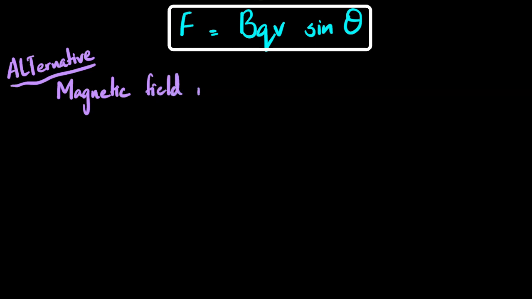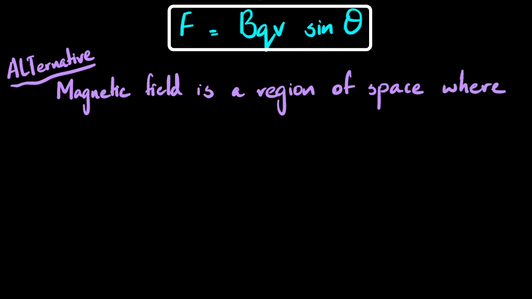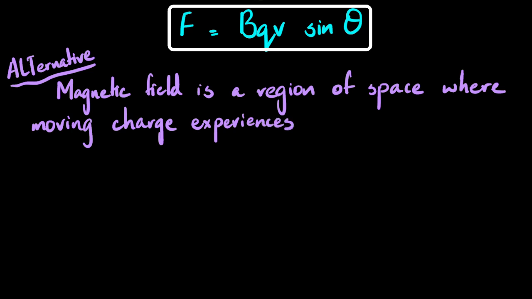So the magnetic field is a region of space. Previously, if you remember, we defined it as where a pole experiences a force. And then later when we studied F equals BIL sine theta, we said it's the force experienced by a current carrying conductor. Now we can also say that this is the region where a moving charge experiences a force. So the only condition here is that the charge must not be stationary. It must be moving for it to experience a force.